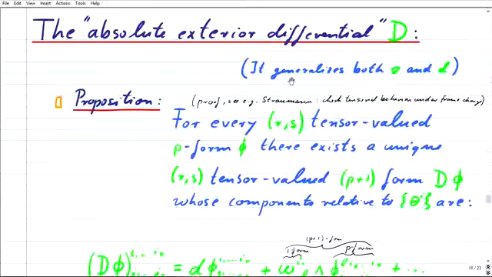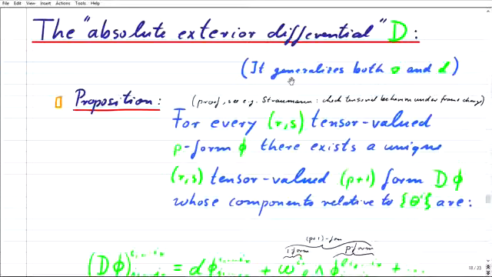Now, we introduce a last derivative. I hope it's the last one. I think it's the last derivation that we introduced. It's the absolute exterior differential D, and it is the derivative that applies to tensor value differential forms.